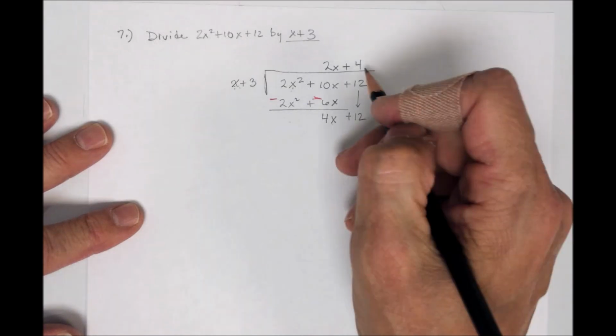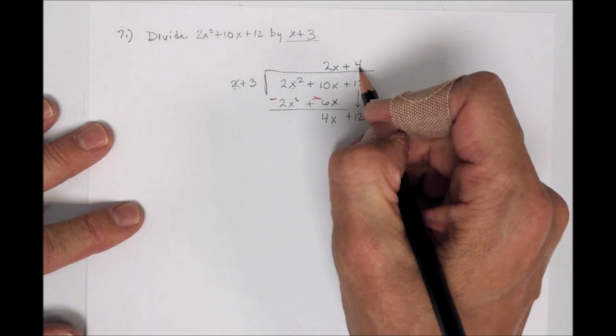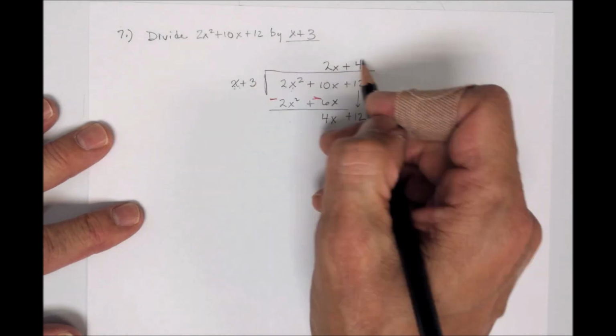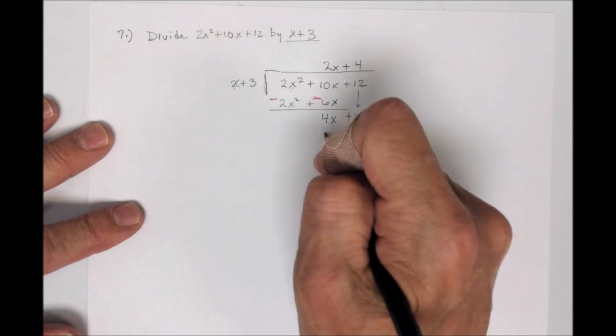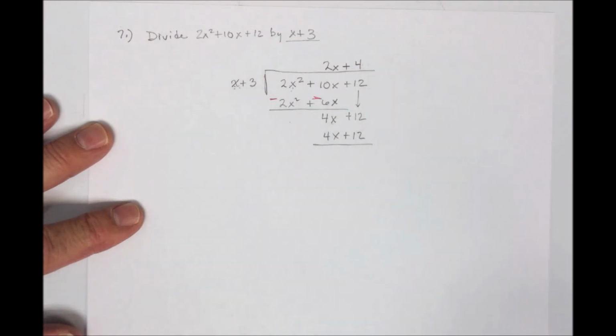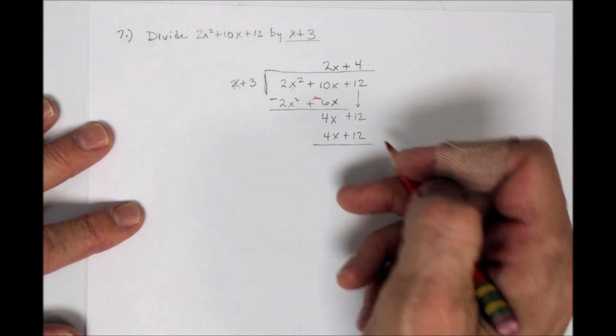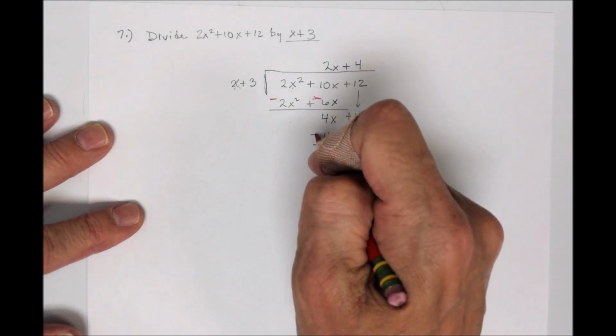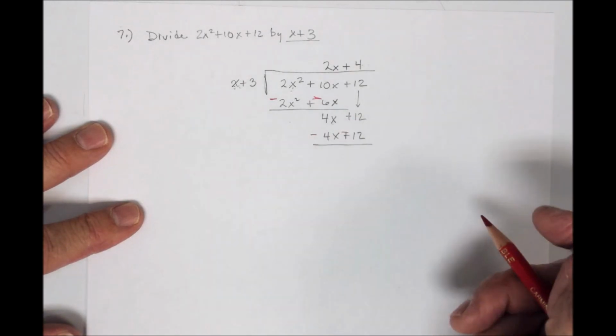Then I multiply, not by the whole thing, just by the plus 4, the positive 4. And again, it's distributing, so 4 times the x is 4x. 4 times the plus 3 is plus 12. This looks like this is going to come out with a 0 remainder. So again, this is where I normally would subtract, or I add the opposite. So I just change the signs if I want to add the opposite.